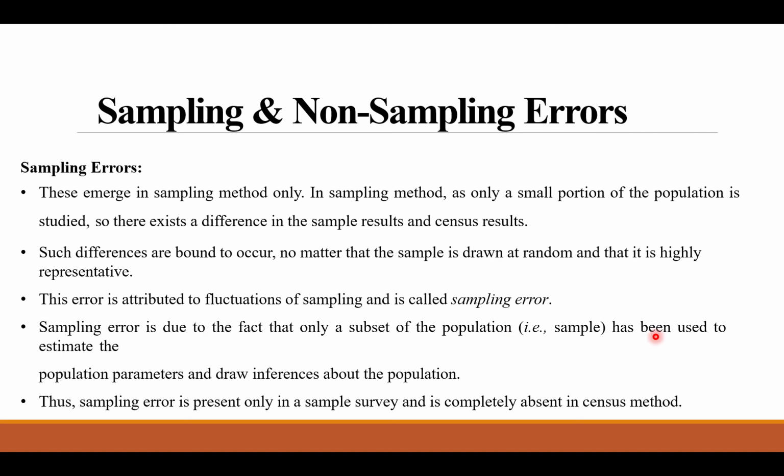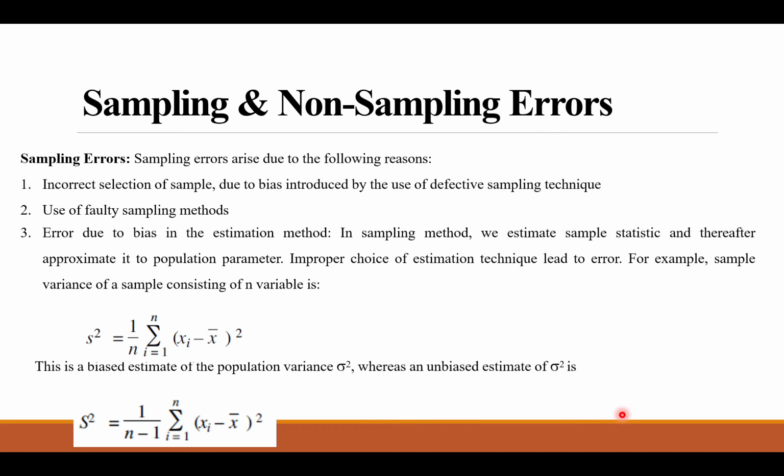This sampling error is due to the fact that only a subset of the population has been used to estimate the population parameter and draw inference about the population. The sampling error is present only in the sampling survey and completely absent in the census method. So what is sampling error? These are the reasons for which sampling error arises.